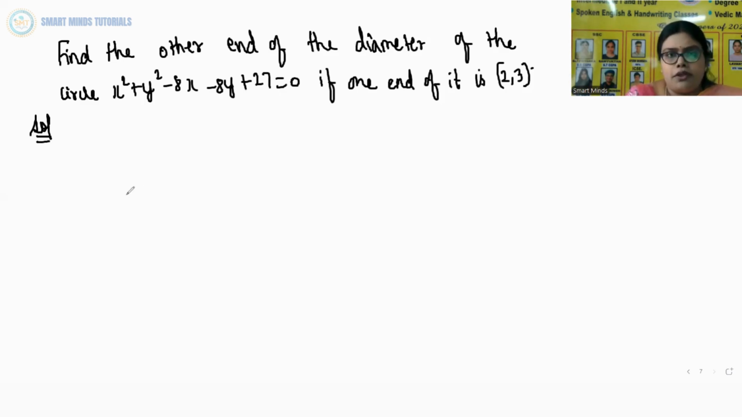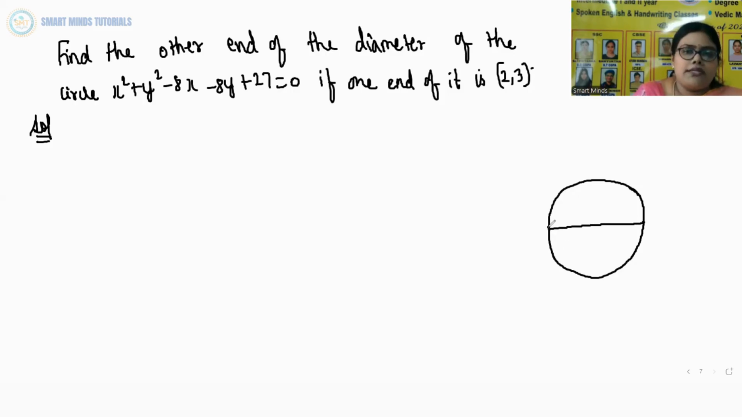Find the other end of the diameter of the circle x square plus y square minus 8x minus 8y plus 27 is equal to 0 if one end of it is 2 comma 3. So the circle equation is given to us, but both the ends of the diameter are not given here. Only one end is given. One end is 2 comma 3. The other end we don't know, so we are assuming it as x comma y.